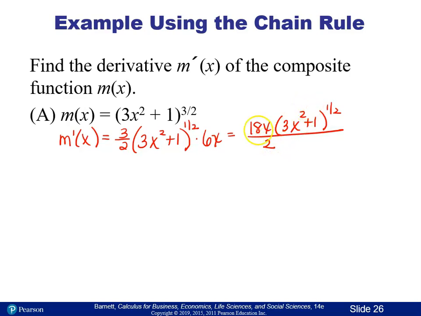So the 2 can divide into the 18. It cannot divide into this because since this is raised to a power, it's like that's protected with walls. Can't really get inside there to do any simplification. So 9x times 3x squared plus 1 to the 1/2.